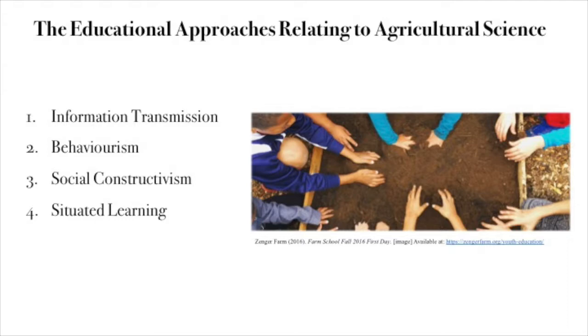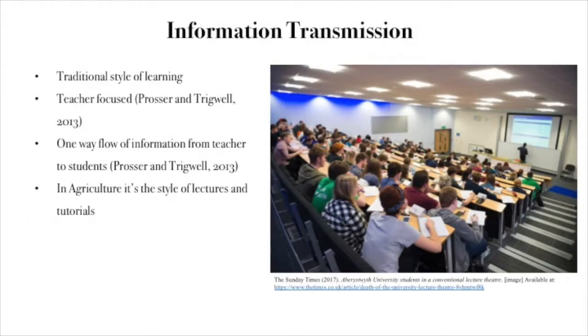Over the next few slides, I will define these approaches and give examples of where we will see them in our degree. Information transmission is the flow of information from the teacher to the student. It is used in lectures in the degree as it is very content heavy. Students are not active in this process and you do not receive feedback.